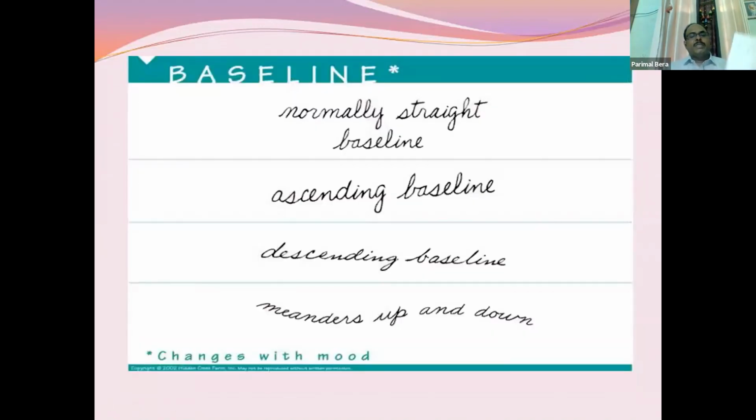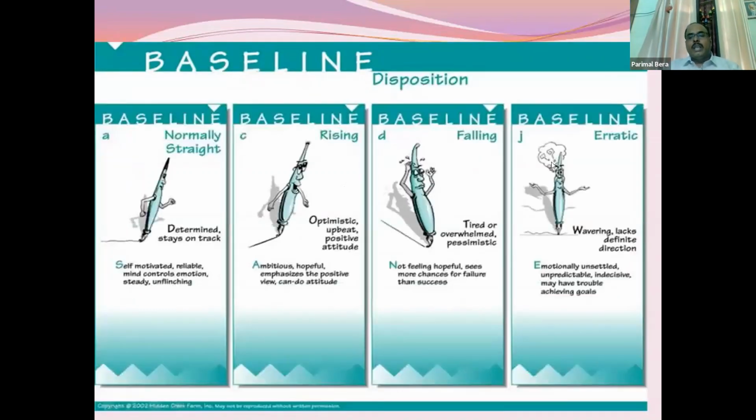Baseline. So baseline means if you draw a line below the middle zone letters. So if you draw a line from left to right, maintaining the zones, below the middle zone letters, the line which will be created, that is your baseline. And from the baseline, we can understand a few things. And the baseline is basically normal, ascending, descending, or erratic.